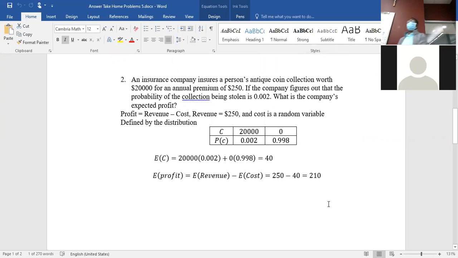Any question from the first exercise, number 1? Now let's look at this problem. An insurance company insures a person's antique car collection worth $20,000 for an annual premium of $250. If the company figures out that the probability for the collection being stolen is 0.02, what is the company's expected profit?